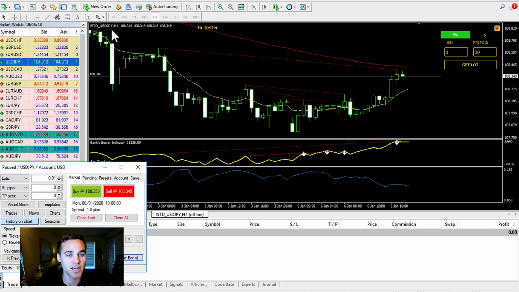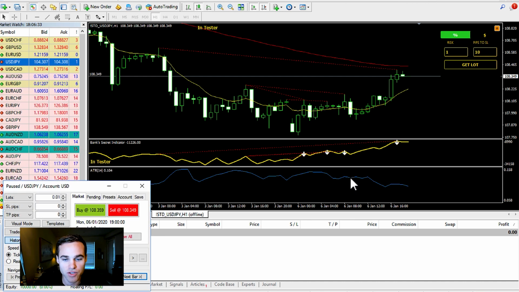Okay, so as you can see here, we're trading USD JPY on the hourly chart. I've pulled this up in a simulator. You can see the exponential moving averages, so we know that this is in a downtrend, right? You see the 100 EMA and the 10 EMA, which is underneath it. Down below, I have the average true range of 14 periods, so we can calculate what our take profit and stop loss are going to be.